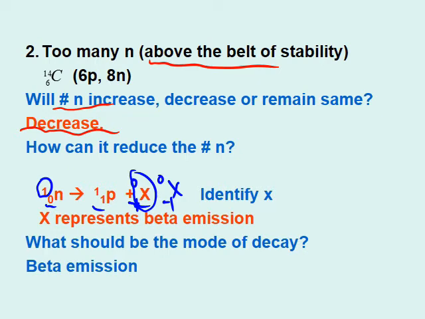So let's identify this particle. Minus 1 means it has a negative 1 charge, but mass is almost 0. And so it has to be an electron, or the emission would be beta emission. So beta emission changes a neutron to a proton.